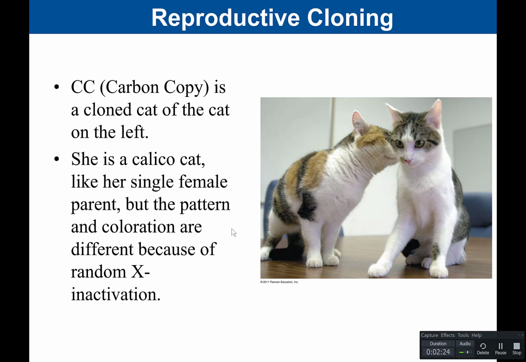But the pattern and coloration are different because of random X inactivation. So just like when we looked at the tortoiseshell cats, the same idea happens for the calico cats. They have these unique patterns because of random X inactivation. And so while they are genetically identical cats, physically they look a little bit different because of random X inactivation.